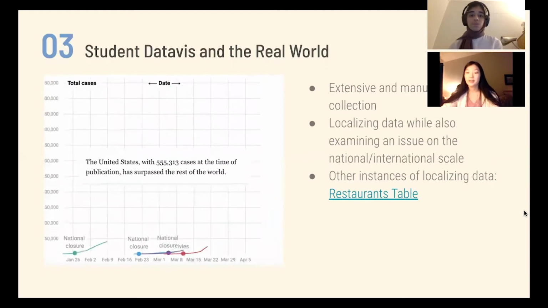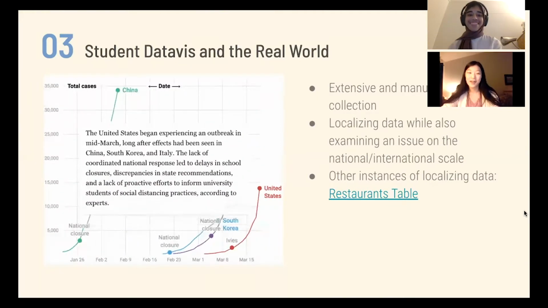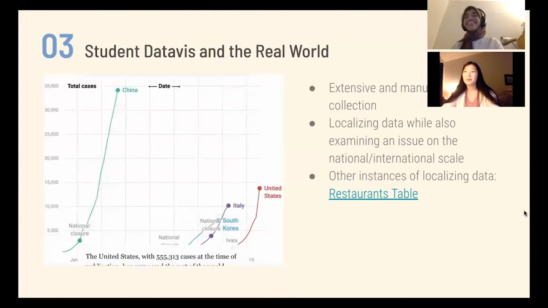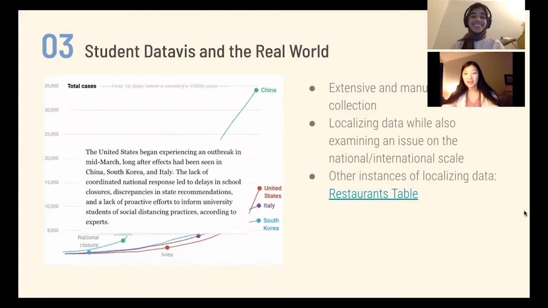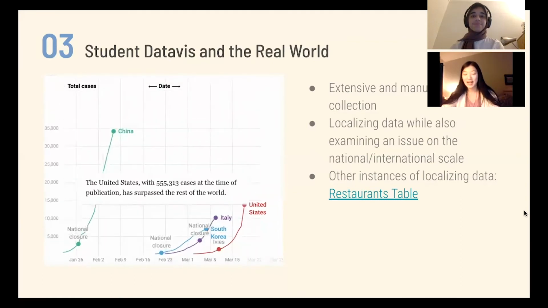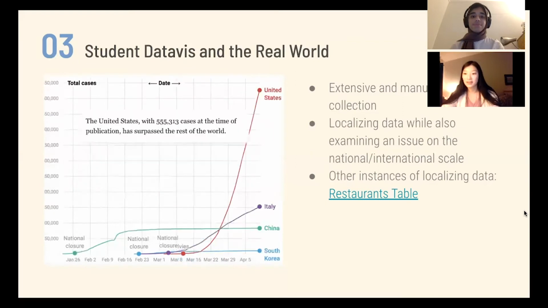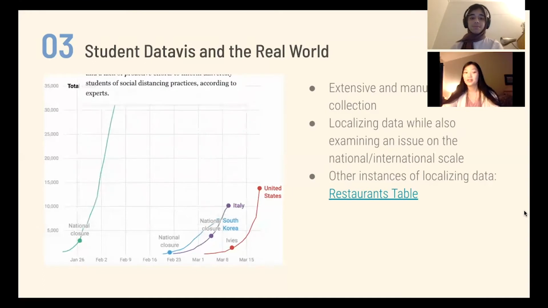Other examples of this are in the link that I'm not sure we're going to show, but a restaurants table where we basically went around to different restaurants in the community, upwards of almost 200 different restaurants in the Morningside Heights community, to update their data on whether or not they're open during this pandemic as students are returning to campus.